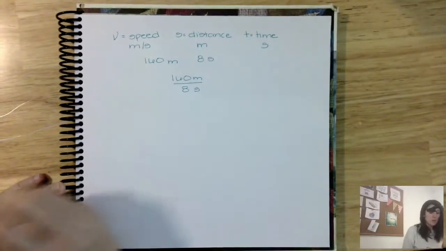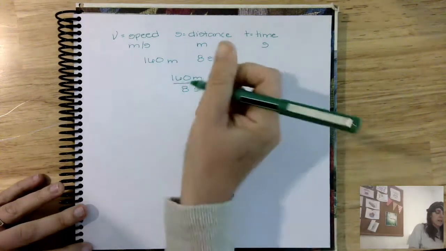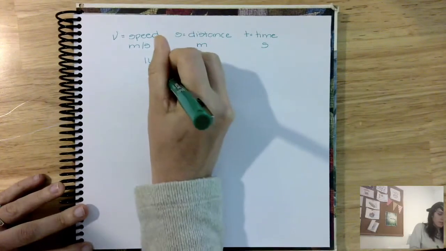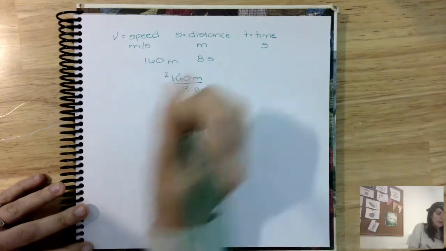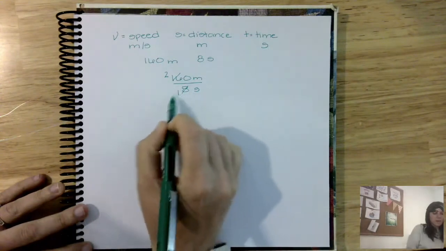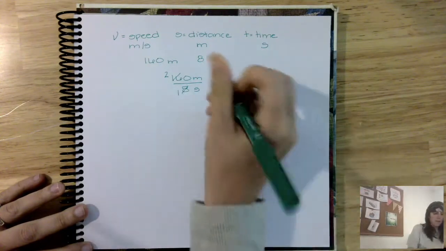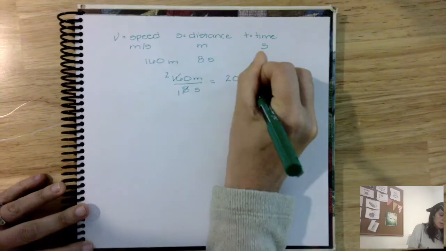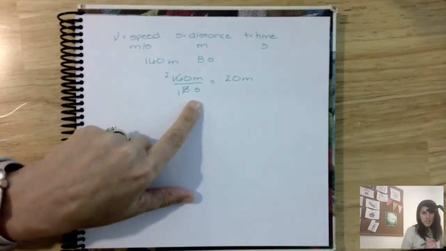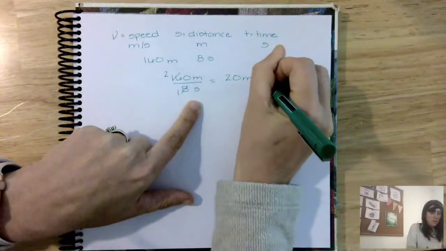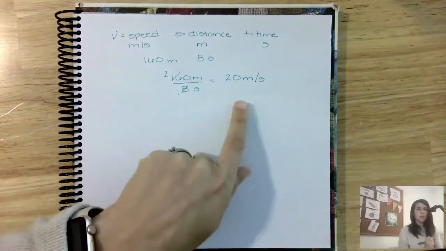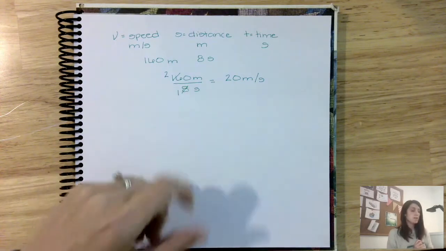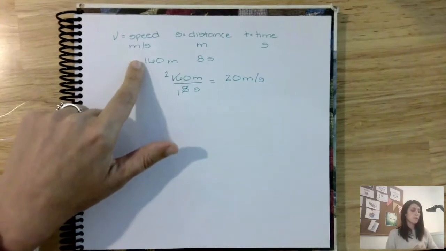Now I can solve for this. I see that 16 and 8 can be divided by each other. So 16 is a 2 and 8 becomes a 1. So now this 1, I don't have to write anymore. I can just say this equals 20 meters. I still have my seconds here per second. So here is my speed units, meters per second. So that's where we get the units of meters per second for speed.